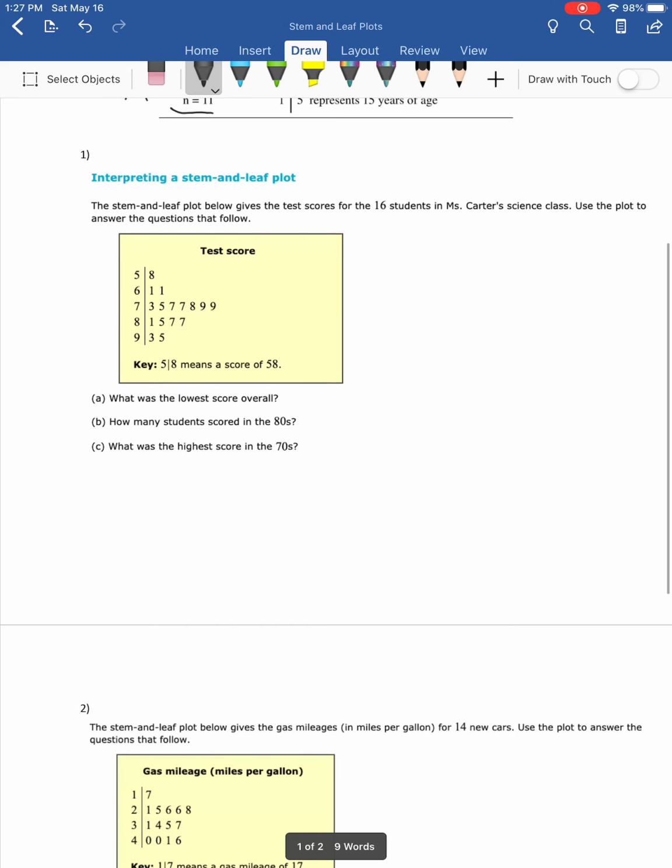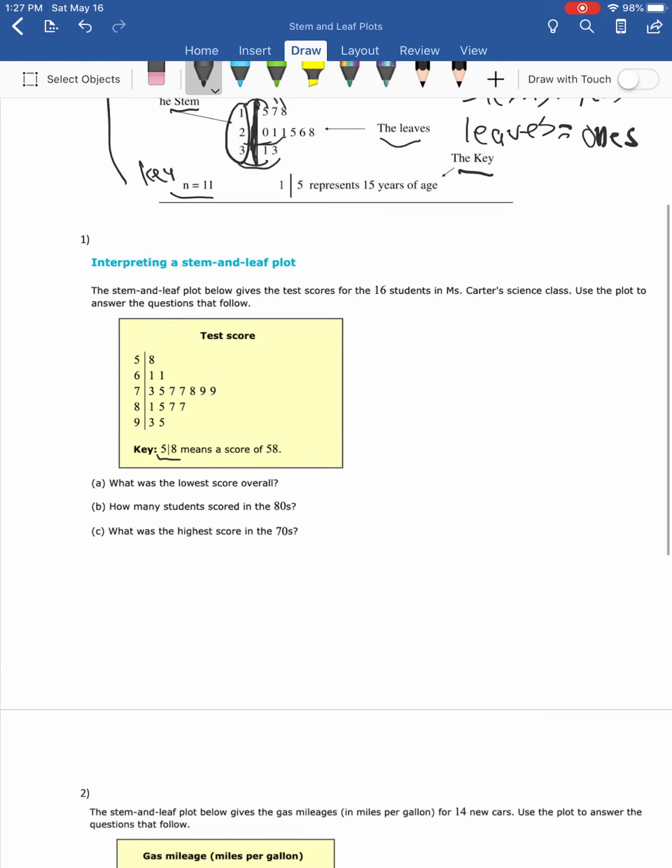The stem and leaf plot below gives the test scores for 16 students in Mr. Carter's science class. Use the plot to answer the questions. So our key 5 bar 8 represents a score of 58. So 5 being the stem, 8 being the leaf, okay? It's usually going to work that way. It's that usually the stem is going to represent tens, and the leaf is going to represent ones, but it doesn't have to. We can have it represent other values as well.